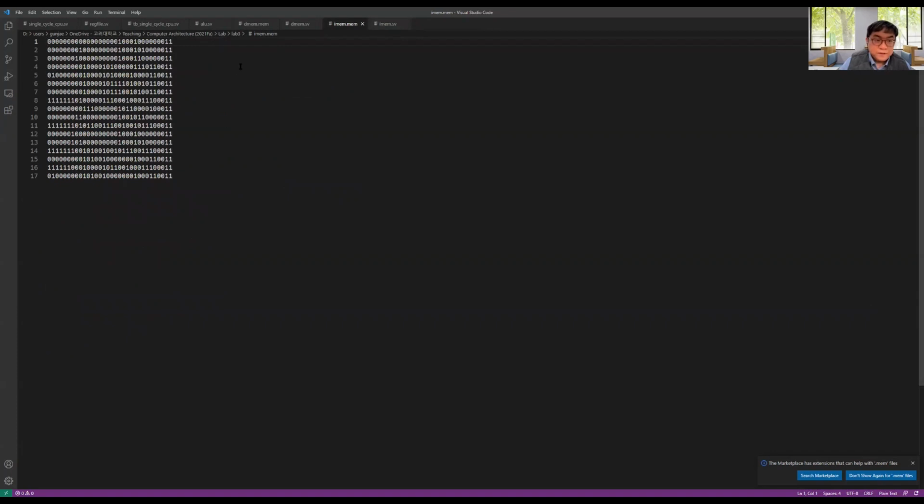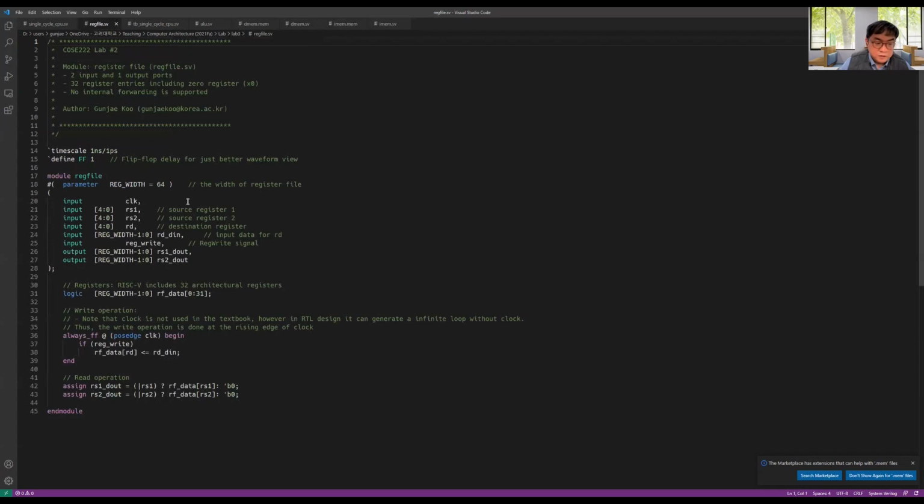Okay, and then the register file. Where's the register file? So this is the golden code of the register file for the single cycle processor. So you can find how the write operation is implemented in the register file here.